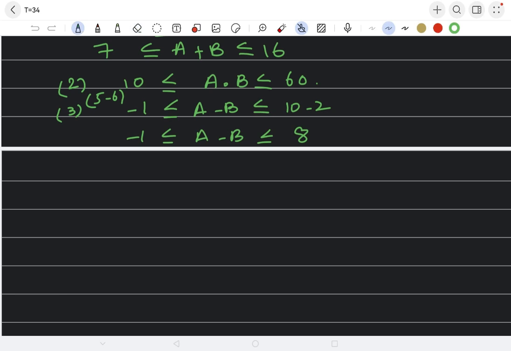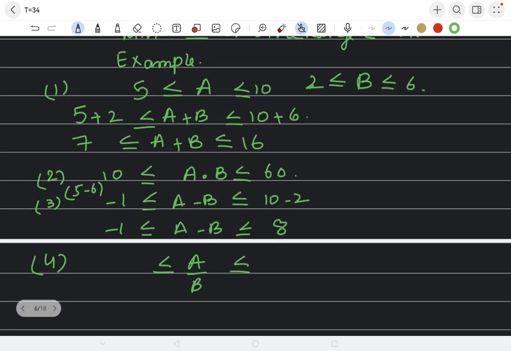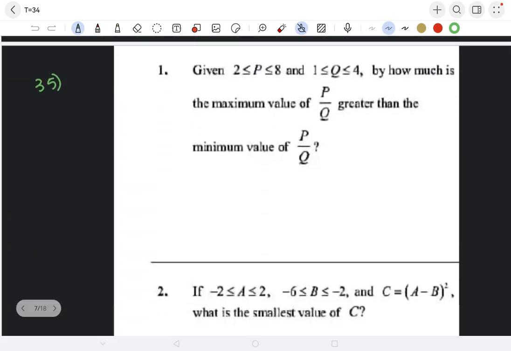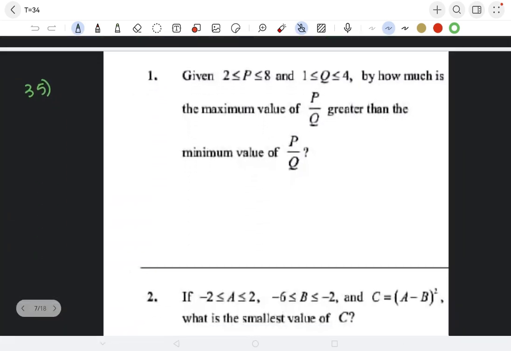Now, if we talk about A over B, A divided by B, what is your objective? To find the maximum value and the least value. How to get the maximum value, what to divide by what? You can check all the pairs. If we divide 5 by 6, you will get the least value. And if we divide 10 by 2, you will get the maximum value, which is 5. Okay, now we are moving towards questions of this topic.